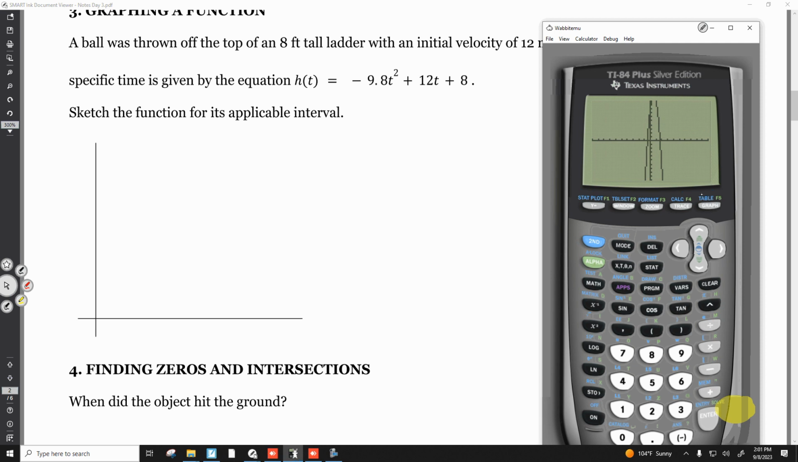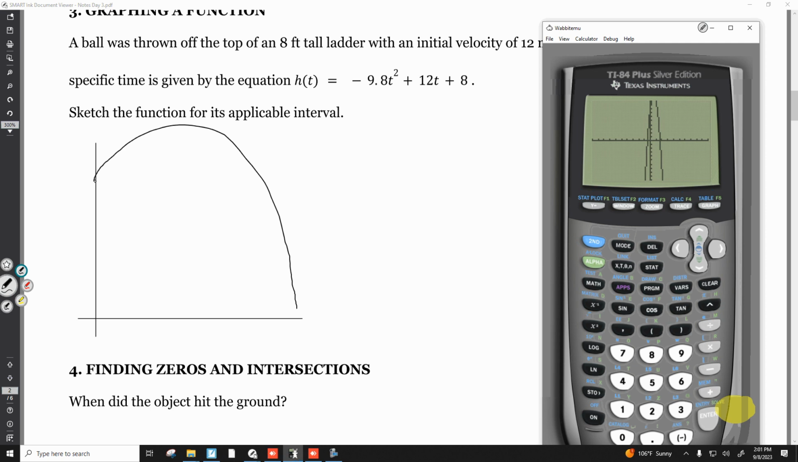Can't really see it. It's not really real world applicable. If I read the situation, we're talking about a ball being thrown off a ladder. So we're probably talking about time starting at 0. We probably just want this path of the ball. I want to get my calculator to give me that graph.